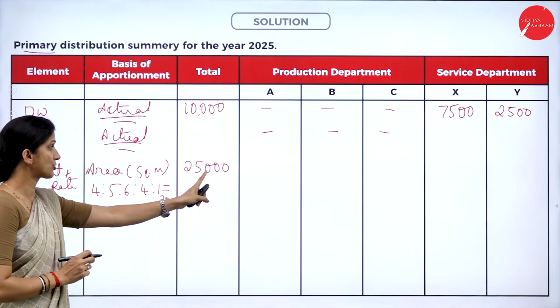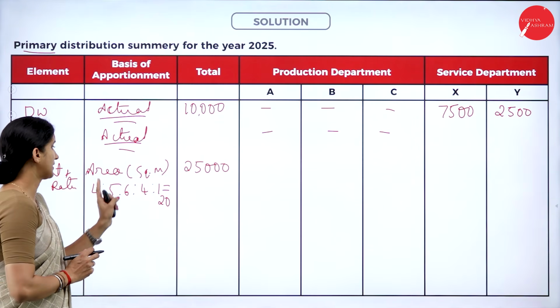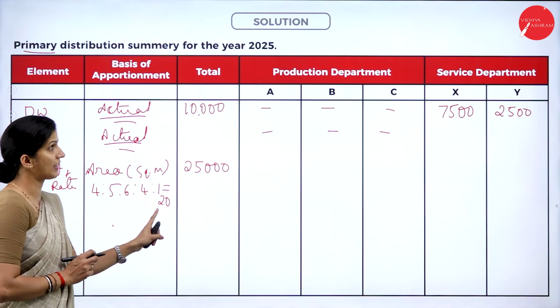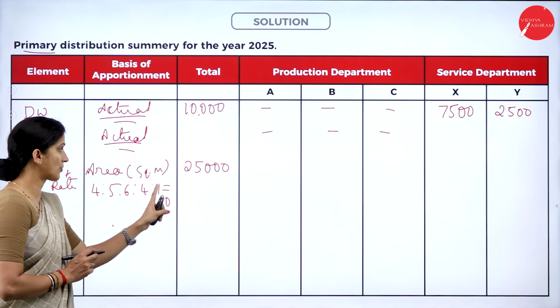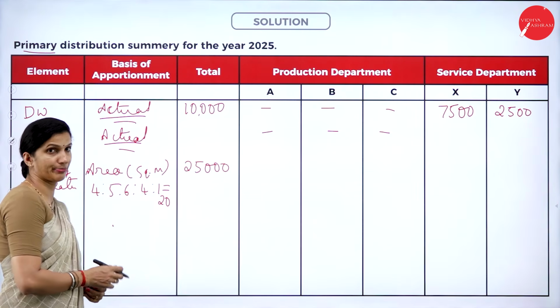So that is for A, 25,000 into 4 by 20. Then for B, 25,000 into 5 by 20. And for C, 25,000 into 6 by 20. And for X, 25,000 into 4 by 20. And then for Y, 25,000 into 1 by 20.